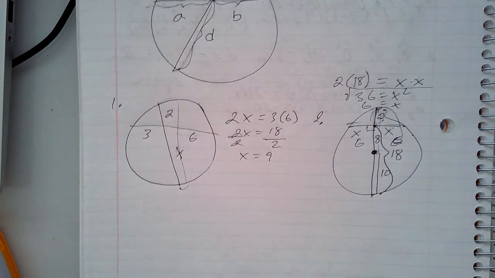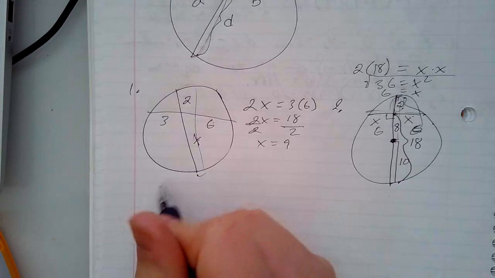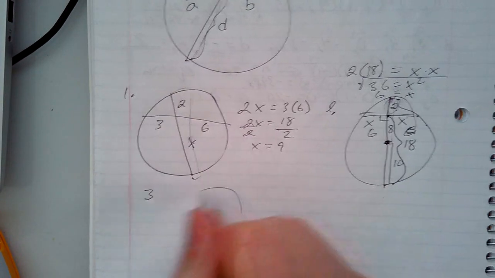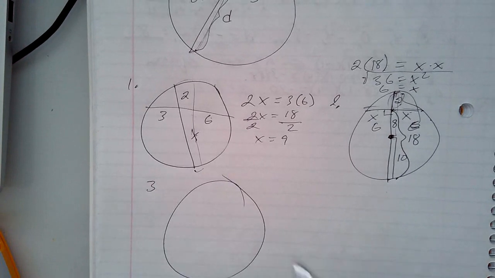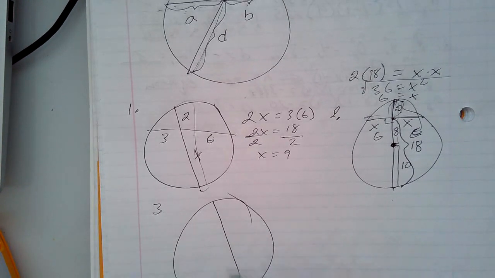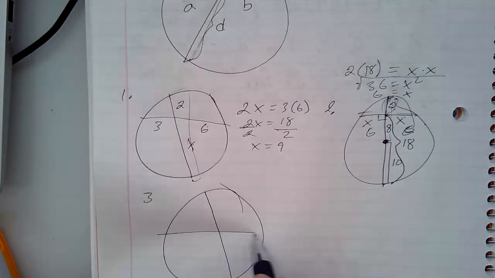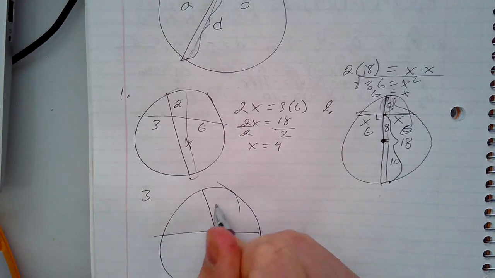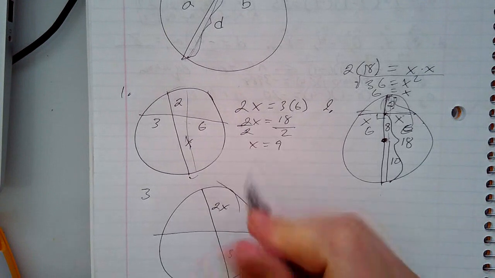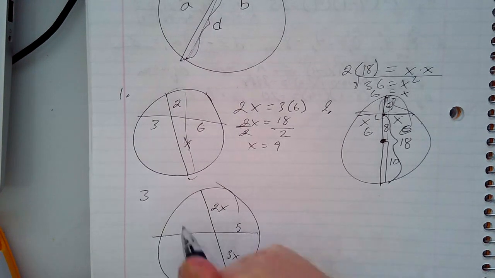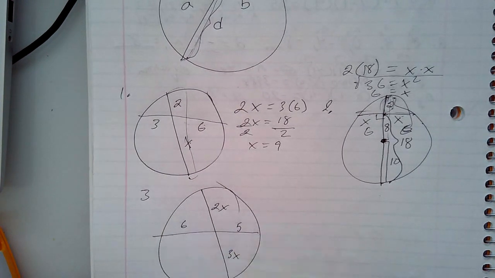Okay? Number 3 here says, let's see, can you see that entire circle? No. Number 3 here says it has a chord here and here, and then this portion is 2x, this portion is 3x, this portion is 5, and this portion is 6.